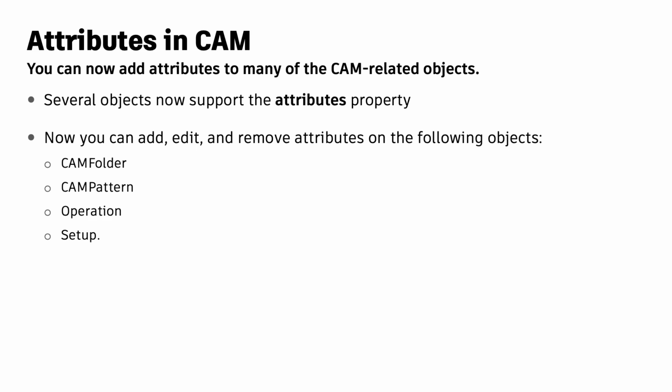A number of objects in the CAM API now support attributes. Attributes are a really great way to keep track of information if your add-in is interacting with data in a user's file, to be able to store properties or even complex data structures as JSON strings or whatever. You can tag things all over a user's file with attributes. Now in the CAM environment as well, on folders, patterns, operations, and setups, you can add attributes.